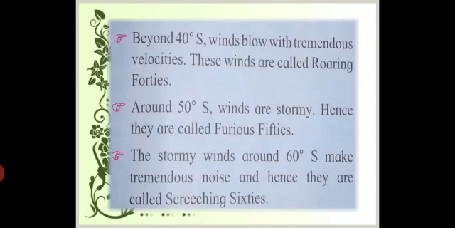Their characteristics are as follows. Beyond 40 degrees south, winds blow with tremendous, that is great speed or velocity, and these winds are called roaring 40s. Around 50 degrees south, winds are stormy, hence they are called furious 50s. The stormy winds around 60 degrees south make tremendous noise, means they make a lot of noise while they blow, and hence they are called screeching 60s.